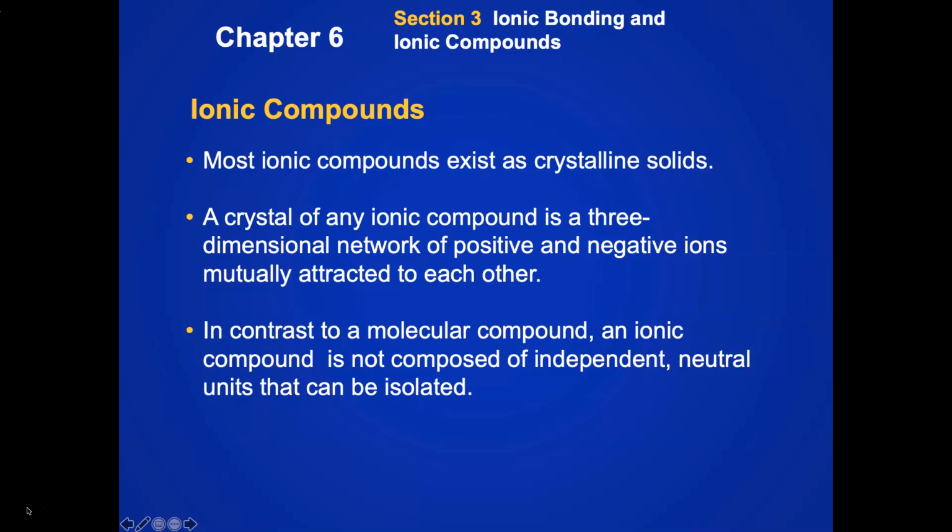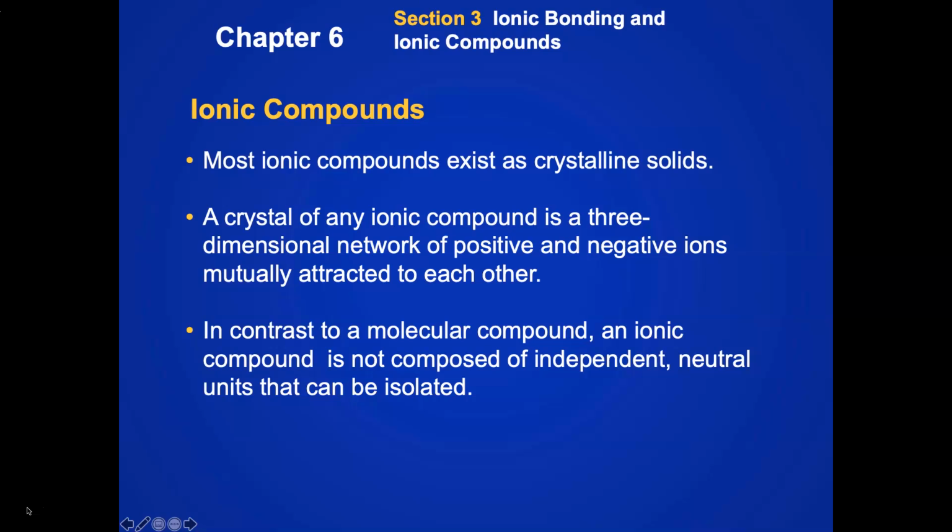So a crystal is literally defined as a three-dimensional structure in which positive and negative ions separate themselves so that they are optimally bound together. And by optimally, we mean that a positive ion is surrounded by negative ions and that negative ions are surrounded by positive ions. Now, the difference between this and, say, a molecular compound, which we're going to talk a lot more about and that we talked about in section 2, is that the ionic compound is not going to have independent units that can be isolated.